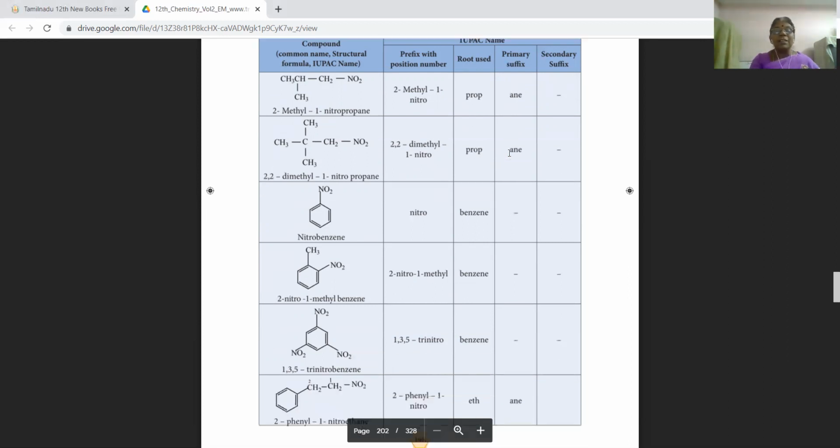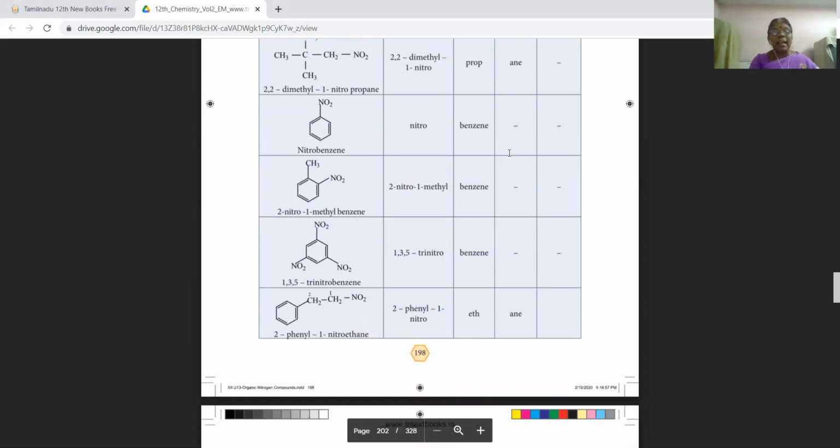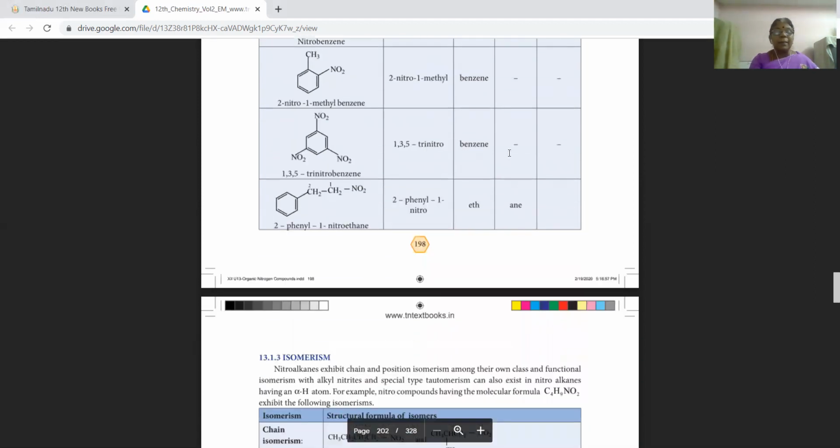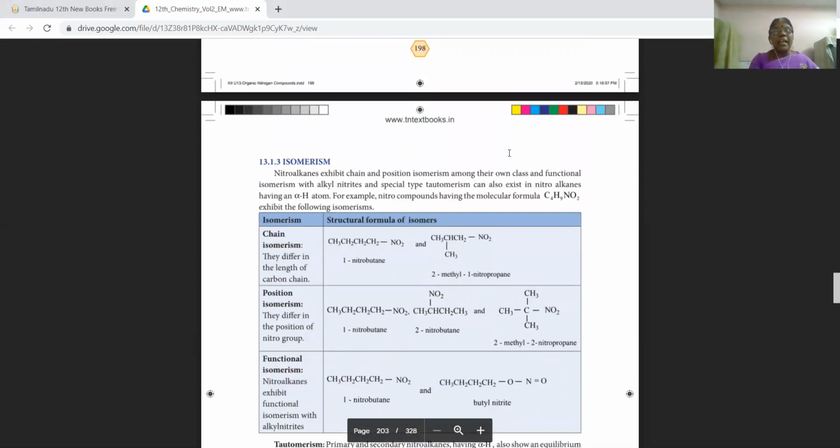And suppose one of the substituents is in the ortho position, we can say that one as 2-nitro-1-methylbenzene. And the next one is 1,3,5. There you have to number the substituents, trinitrobenzene. And next is 2-phenyl-1-nitroethane. Okay.